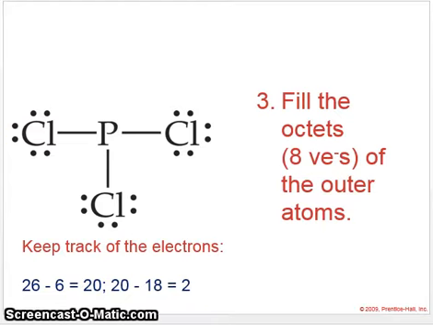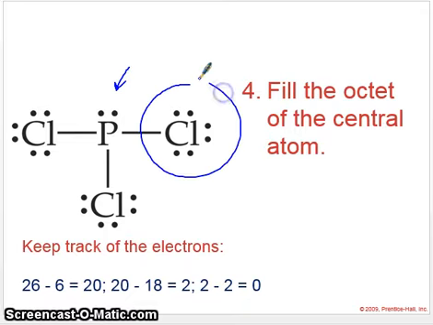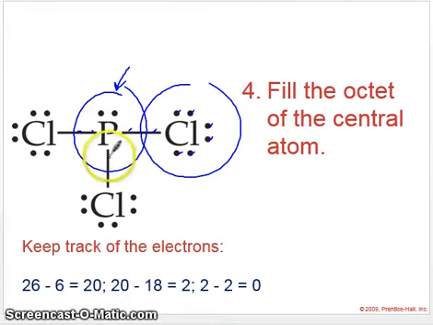That is in the next slide. Notice we'll put the last 2 on the phosphorus. This ensures that every element has an octet. If you notice, this chlorine has 1, 2, 3, 4, 5, 6, and then 7, 8 electrons. The phosphorus has 1, 2, 3, 4, 5, 6, 7, 8 electrons. Everyone is nice and happy. And notice that our final count is 0. In other words, we've distributed all the electrons.